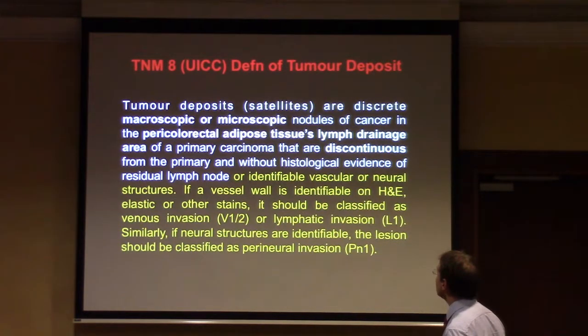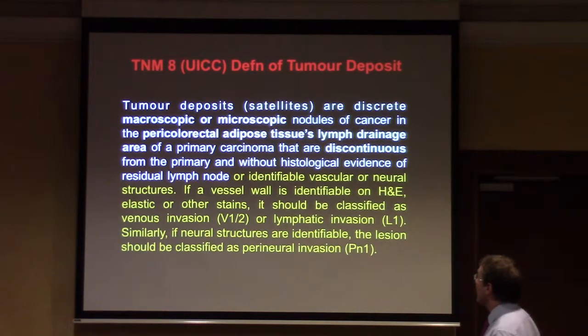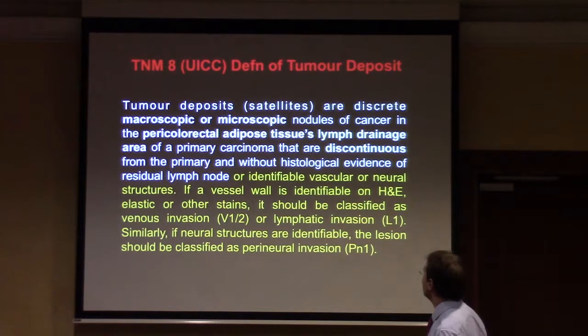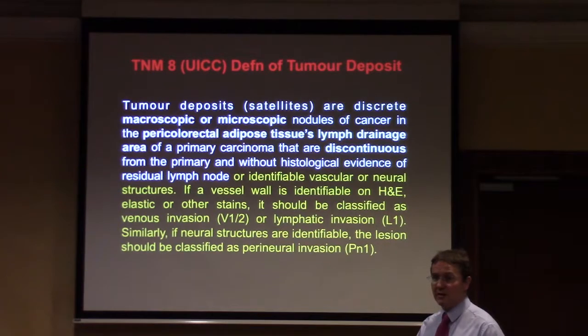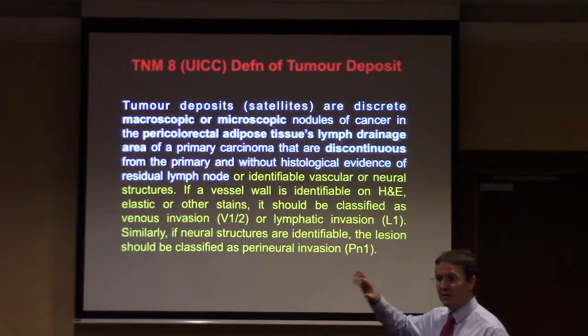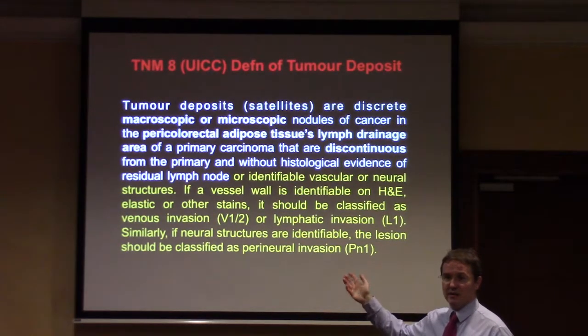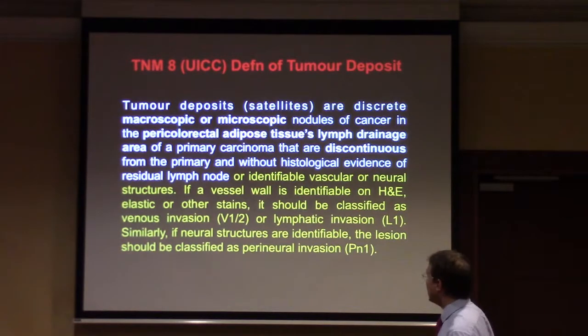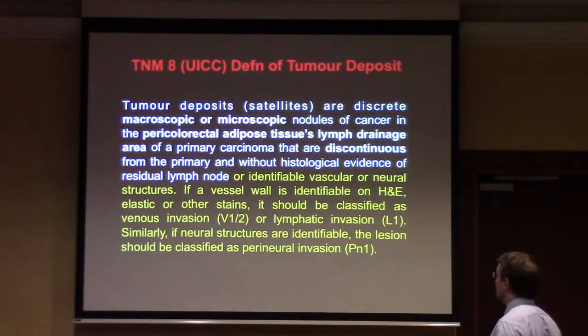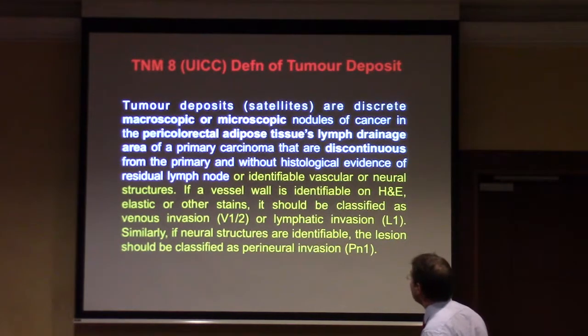So tumour deposits or satellites are discrete macroscopic or microscopic nodules of cancer within the pericolorectal adipose tissues lymph drainage area of a primary carcinoma. So you can't have a tumour deposit miles away, that's distant metastatic disease, that's end-stage territory. This has to be within the lymph node drainage area, so within the mesocolon or mesorectum, essentially.